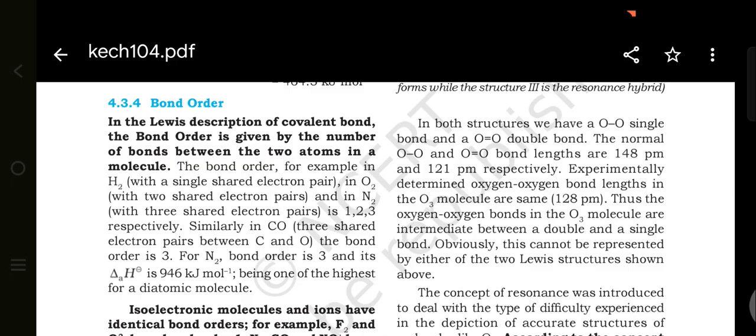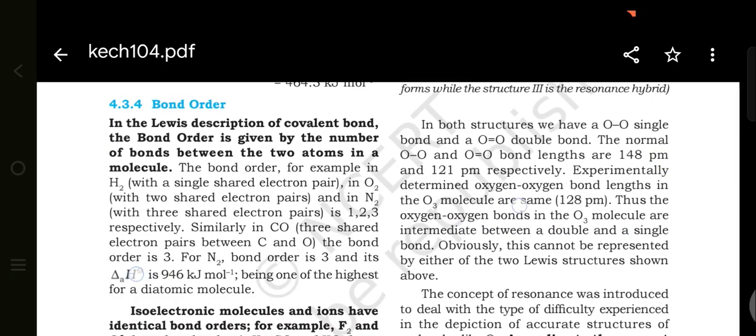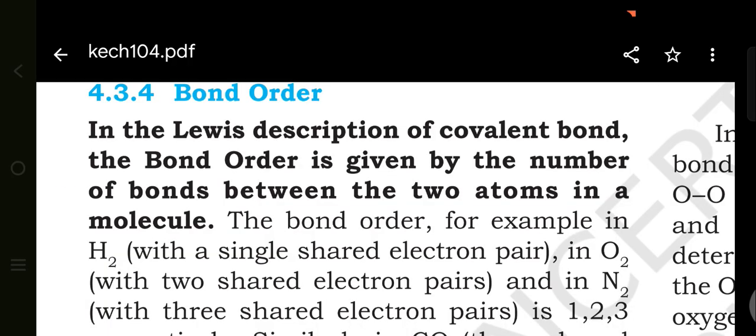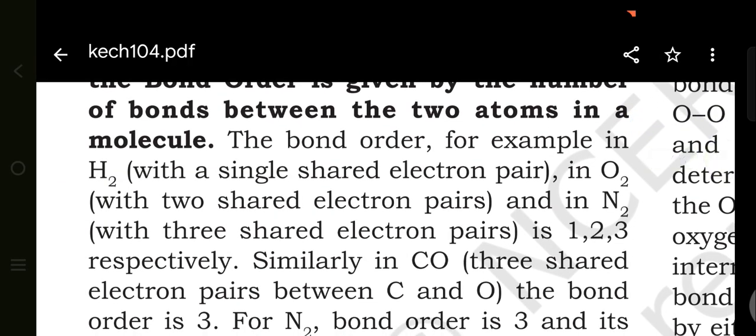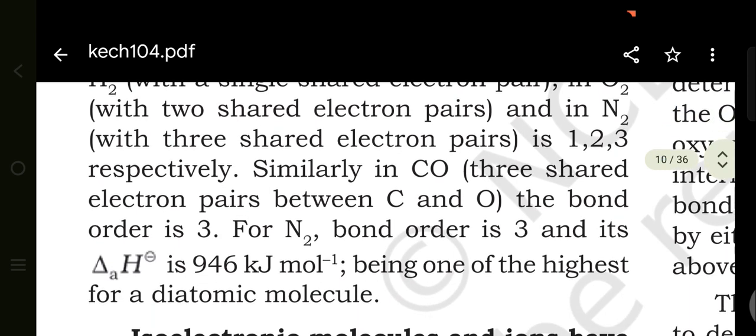It's an audio video lecture on chemical bonding and molecular structure, part 2: bond order. In the Lewis description of covalent bond, the bond order is given by the number of bonds between the two atoms in a molecule. The bond order, for example, in H2, O2, and N2 is 1, 2, and 3 respectively. Similarly, in CO, the bond order is 3.